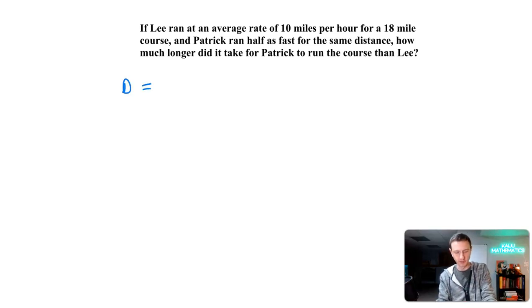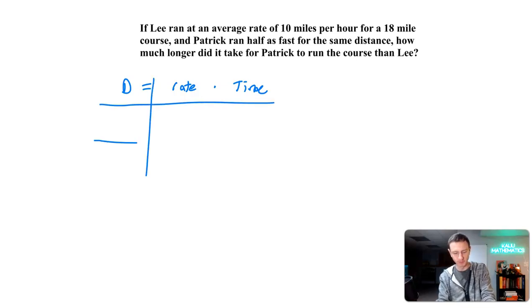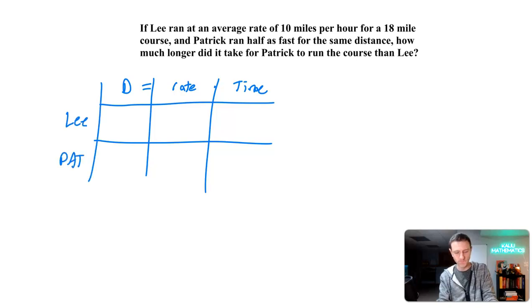So we have distance equals rate times time. So we create a table. Let's see, we have two people: Lee, and then Patrick. So what do we know? Well, it says Lee ran an average rate of 10 miles per hour. So there we go, 10 miles per hour. I'm going to put Lee as a rate of 10 for an 18-mile course, so that means the distance is 18 miles.